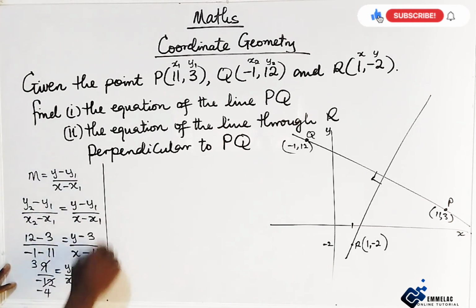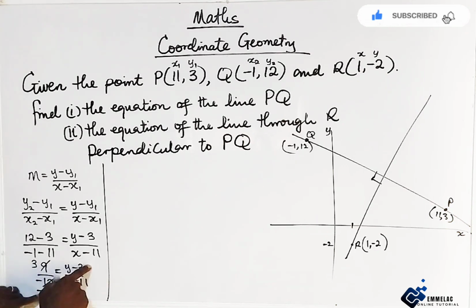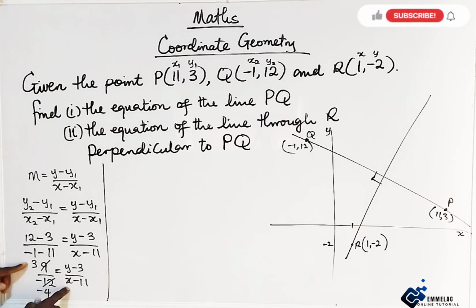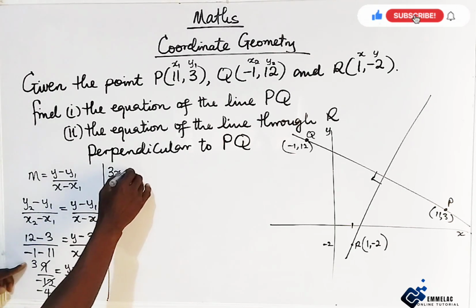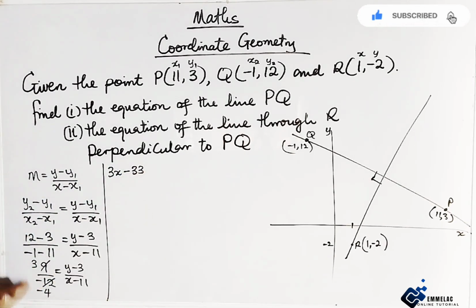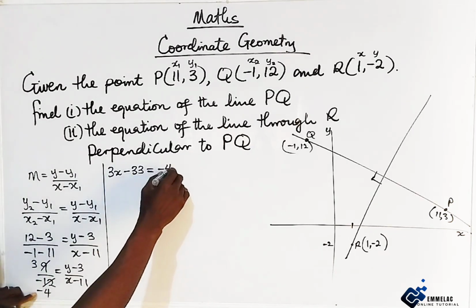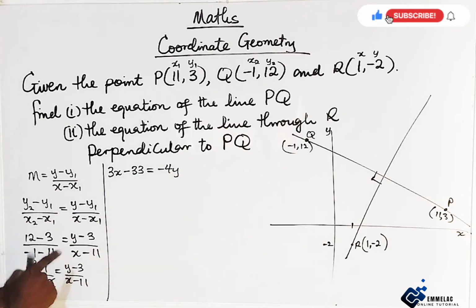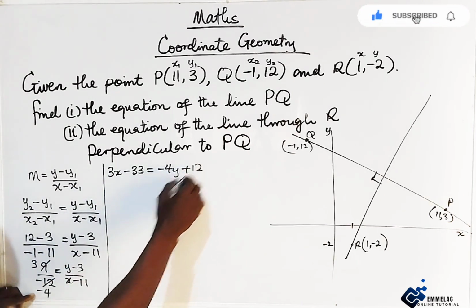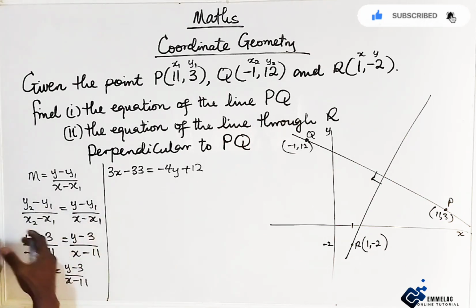So we can cross multiply. By cross multiplying, minus 4 is multiplied through the y and 3 is multiplied through x and 11. So 3 times x will give us 3x. Then minus 3 times negative 11 will give us 33. Then equals minus 4 times y, which gives minus 4y. Then minus 4 times minus 3 will give us plus 12. Now let's resolve this.